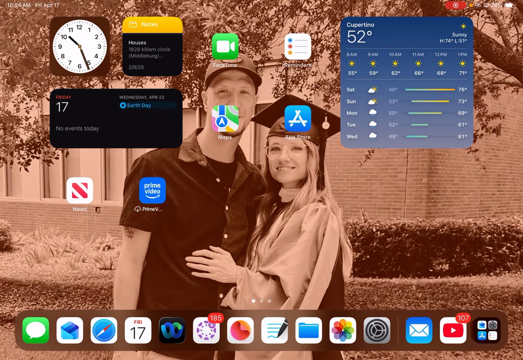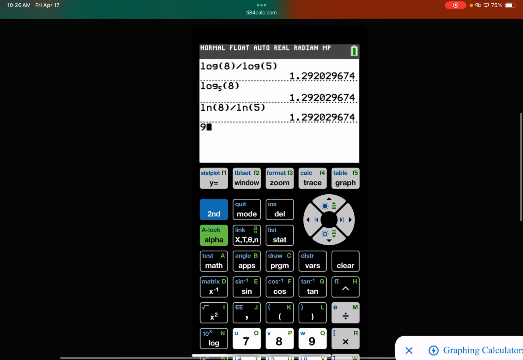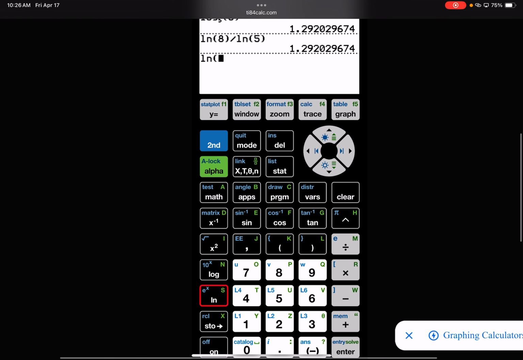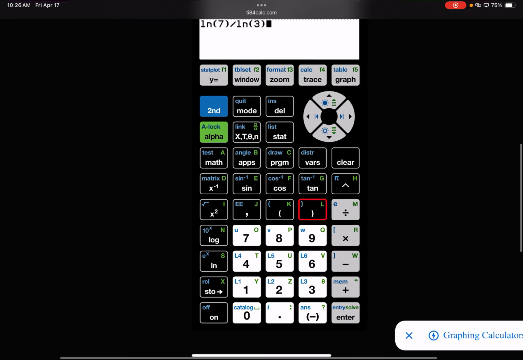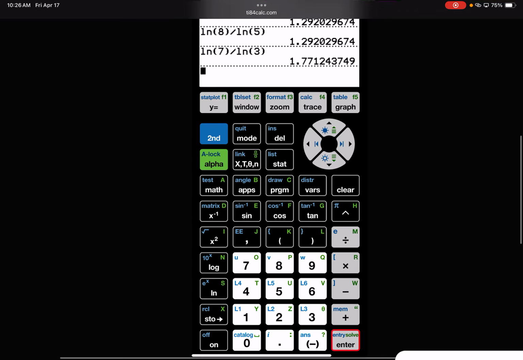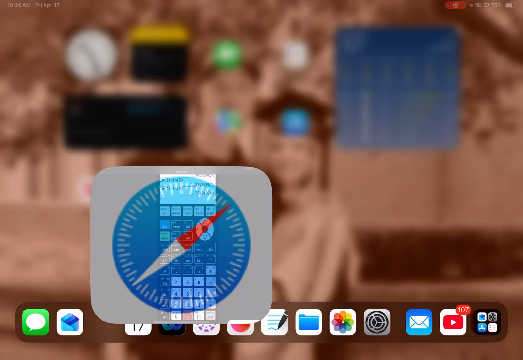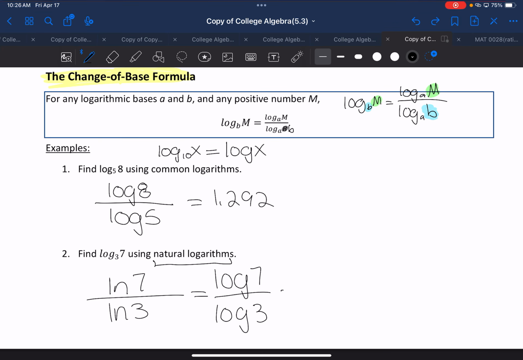So now I'll go back, and this will be the natural log of 7, close my parentheses, divided by the natural log of 3. And that gave me 1.771. I'll round it to that.